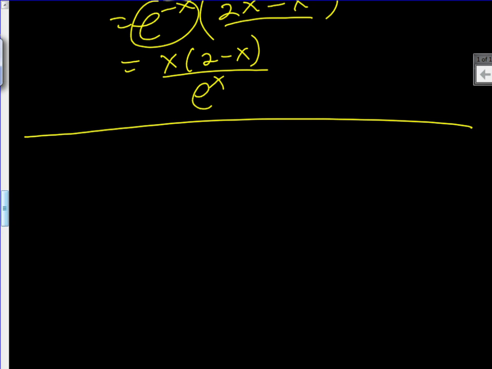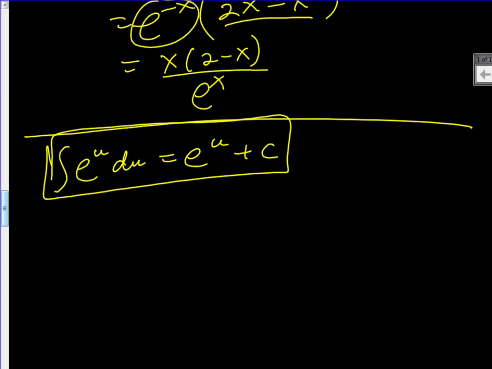Integration. The integral of e to the u du is just e to the u plus a constant. Okay, so that's the rule. You have to know this rule. If you're taking the integral of an exponential function and you don't know this rule, you're not going to get it right.